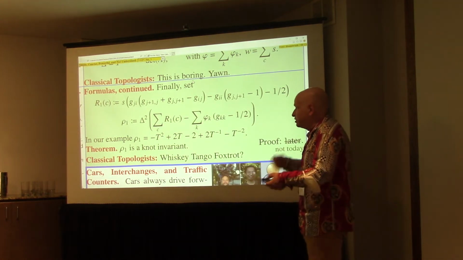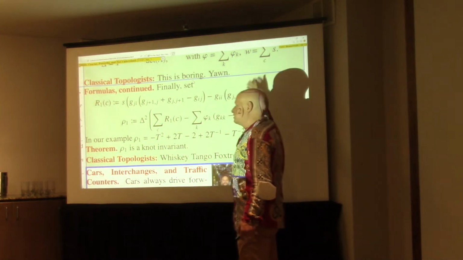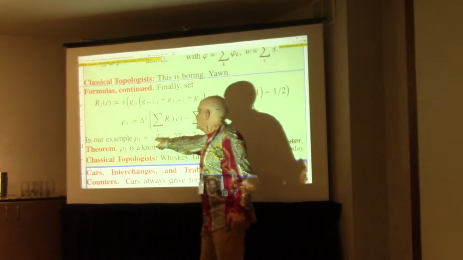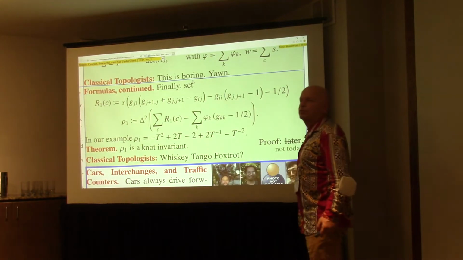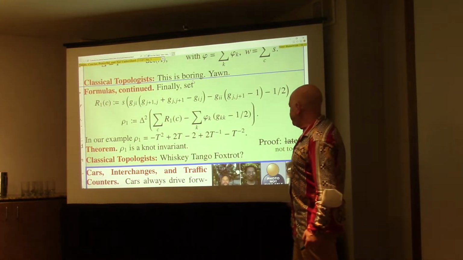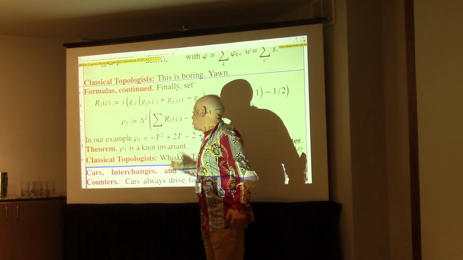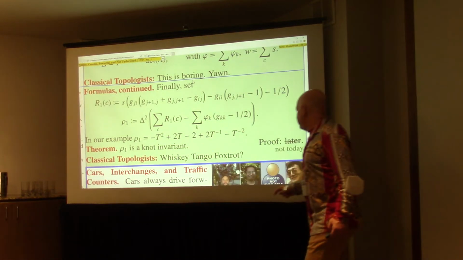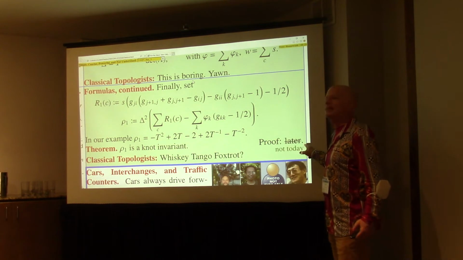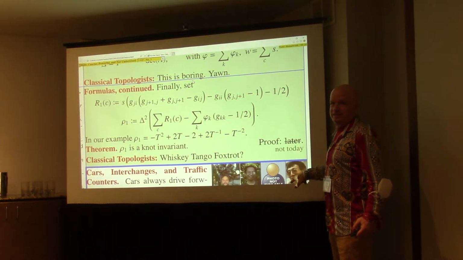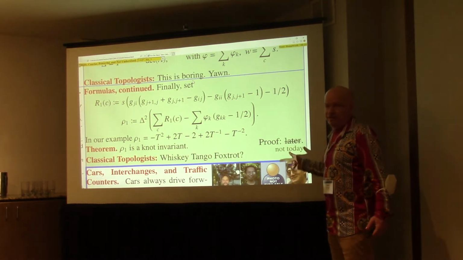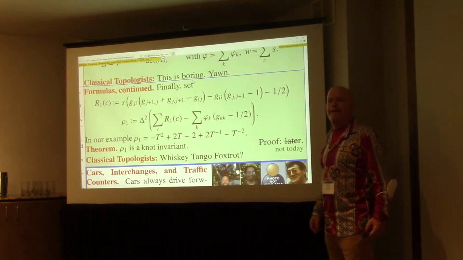And then by direct stupid calculation, you can check that for the trefoil, you get this following polynomial as rho 1. And the theorem is that rho 1 is a knot invariant. And in Oaxaca, I said the proof is later. But since this is not Oaxaca, and I only have 20 minutes, the proof is not today.